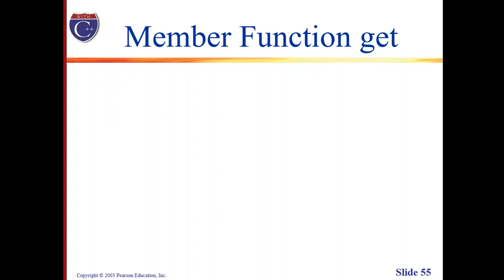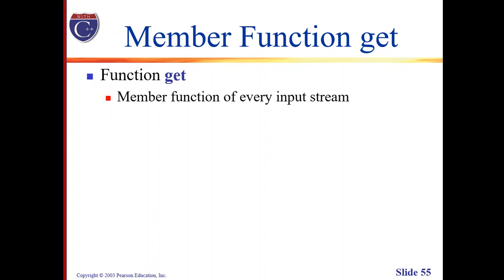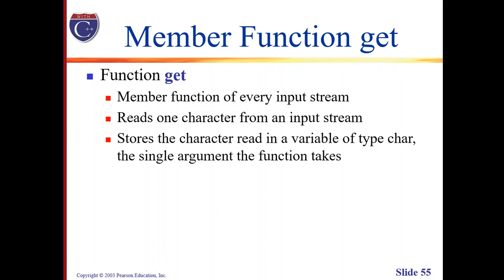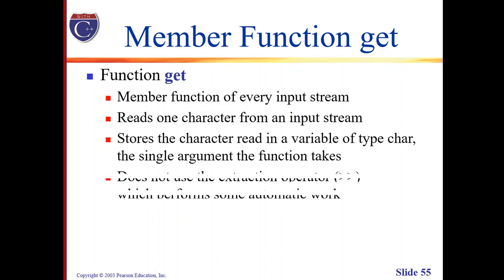Now let's talk about some of the member functions that we can use in C++ character I/O. For example, the member function get. The member function get is considered a member function of every input stream. What it does is it reads one character from an input stream. It stores the character read in a variable of type char, the single argument that the function takes.